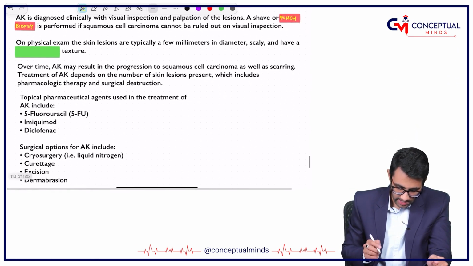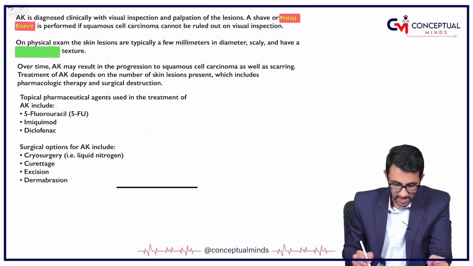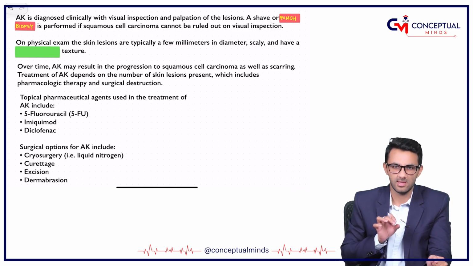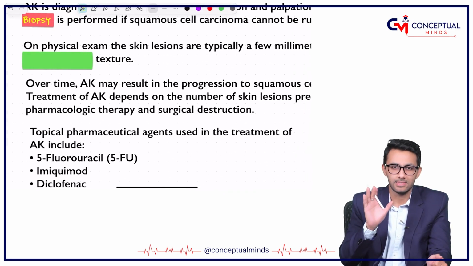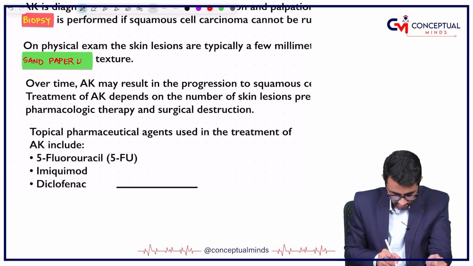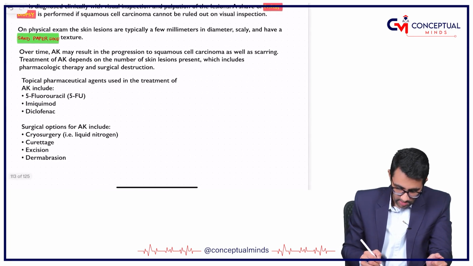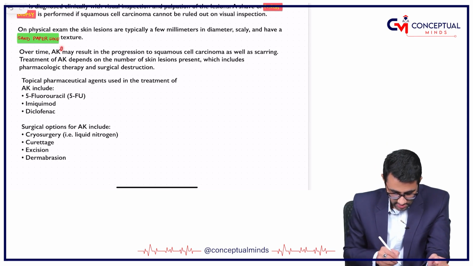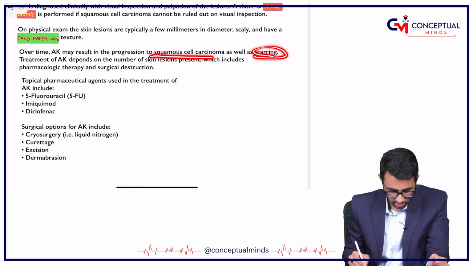On physical exam, the skin lesions are typically a few millimeters in diameter, scaly, and have what? This is the first thing that I told you about this chapter: they have sandpaper like skin, a sandpaper like texture. Over time, actinic keratosis may progress to squamous cell carcinoma, and scarring could also occur.